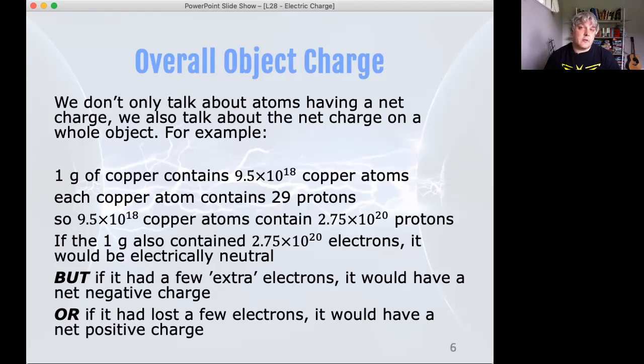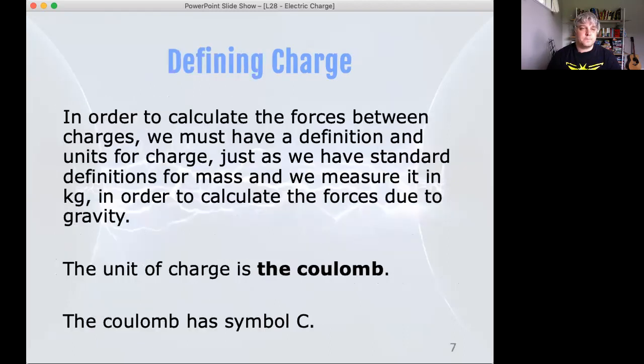But if it had a few extra electrons, then it would have a net negative charge. And if it had too few electrons, if it had lost a few, then it would have a net positive charge. As we're going to talk about, you can't gain and lose protons because they're in the nucleus. And if you gain or lose protons, you're gaining or losing a whole atom or changing the element, as per your nuclear decay. When we're talking about this kind of charge, we are always talking about gaining and losing electrons, not protons.